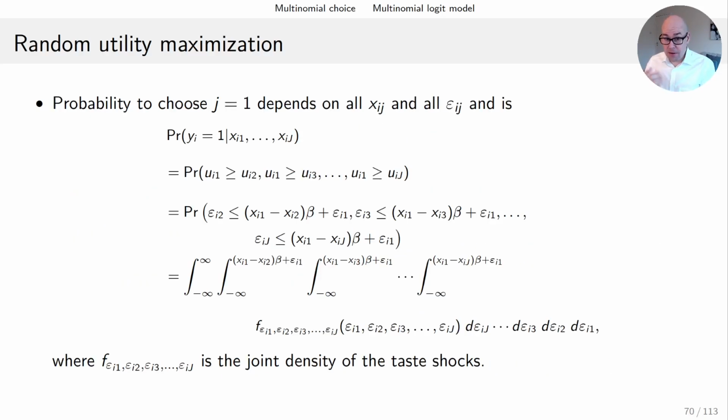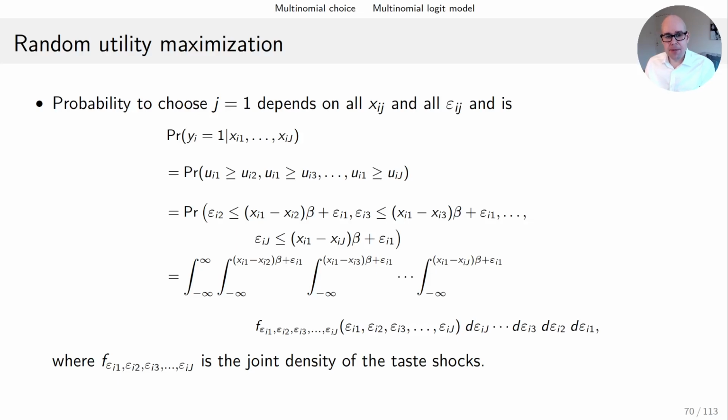Now, this is a very general framework. So far I haven't stated any assumption on the distributions of those epsilon ij's. We're going to get there, and in some sense this slide here is motivation for that. The one thing I have imposed is a functional form for the utility that is additive in characteristics and taste shocks.